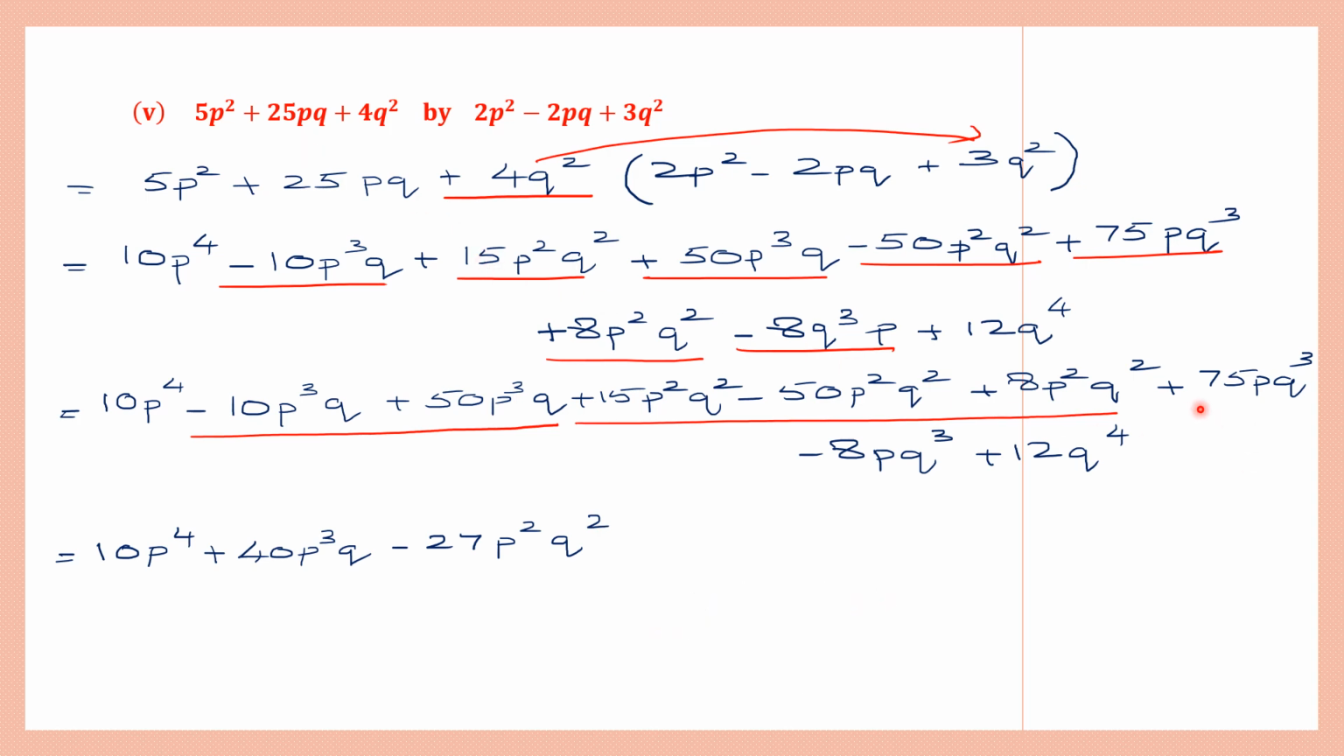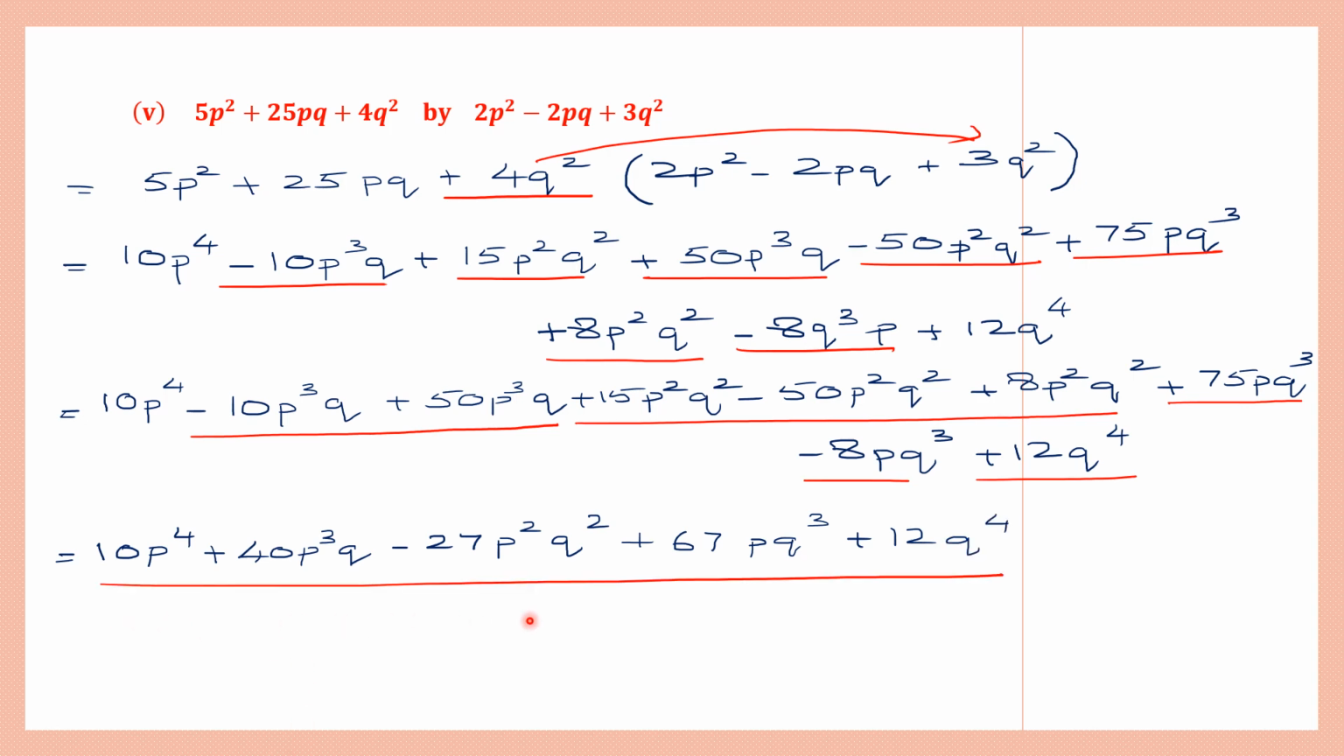Now let's take the next one, that is p q to the power of 3. Do we have one more? Yes, p q to the power of 3. So these two, that is plus 75 and minus 8. Let's write it. Plus 75 minus 8. Signs are different, so we put a plus sign and we subtract. 75 minus 8 is 67. So that is 67 p q to the power of 3. And then what do we have left? We have plus 12 q to the power of 4. So this is our final answer when we've put them all together.